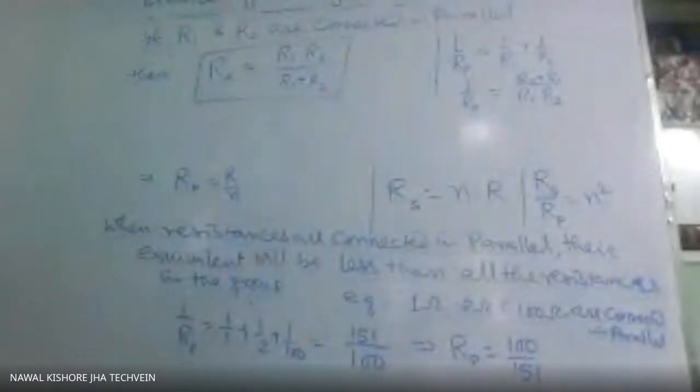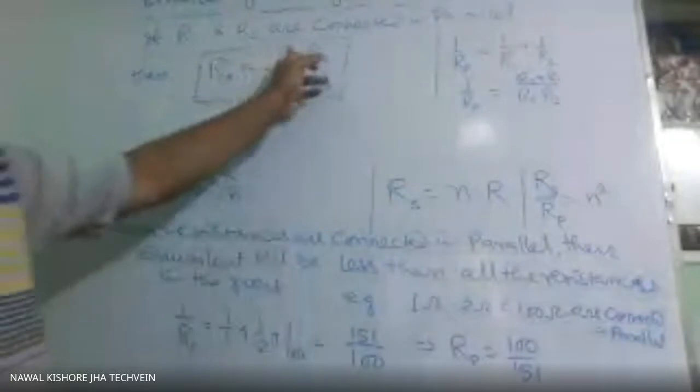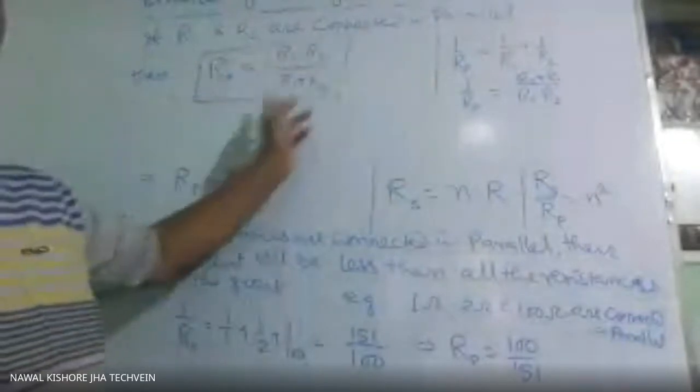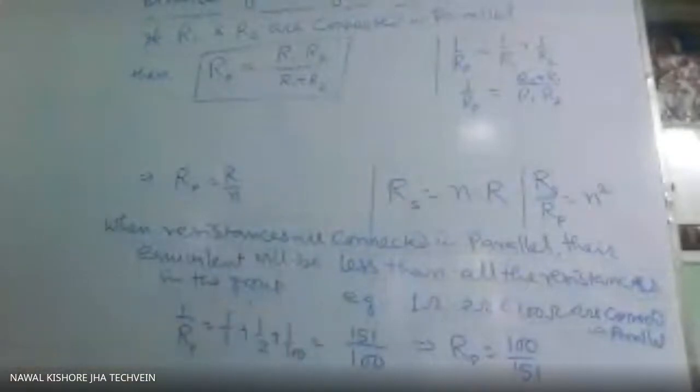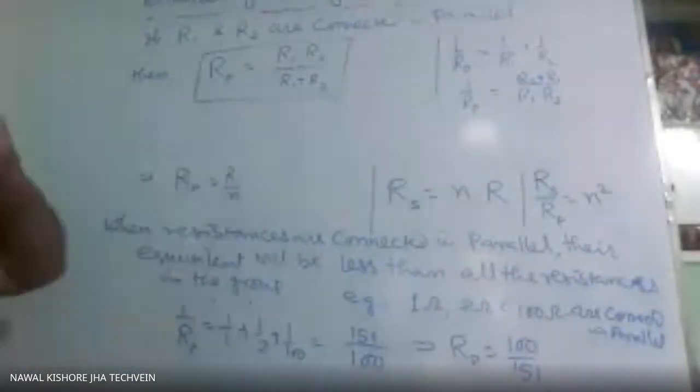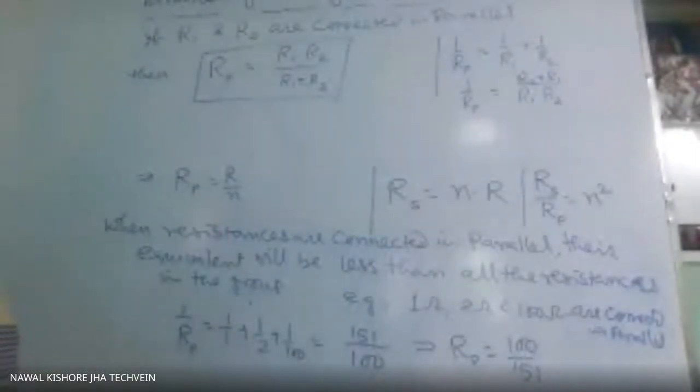But this is not similar for three resistors. For three resistors, it will not come R1, R2, R3 by R1 plus R2 plus R3. It will become wrong. You can derive it yourself. So that will become R1, R2, R3 by R1, R2 plus R2, R3 plus R1, R3. Like that it will come. But we will not learn that formula. But this one we will use frequently. So this is about parallel grouping.